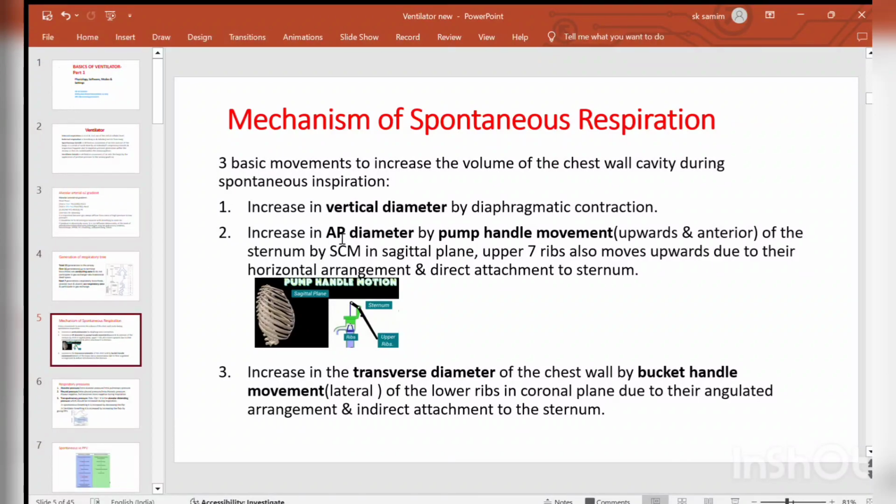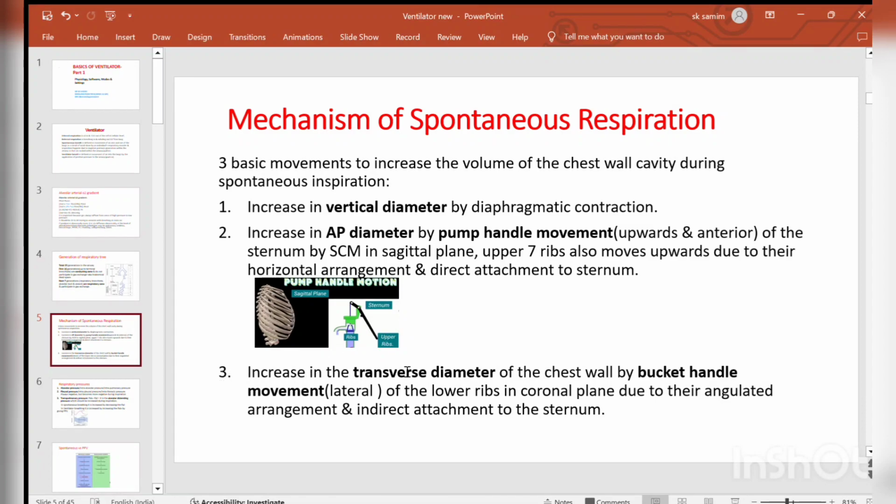Number 2, increase in anterior posterior diameter by pump handle movement, that is upward and anterior movement of the sternum by sternocleidomastoid in the sagittal plane, and the upper 7 ribs also move upwards due to their horizontal arrangement and direct attachment to the sternum. Here is the image of pump handle movement of the sternum and upper 7 ribs. This is the pump. This moves in upward direction and anterior direction in the sagittal plane.